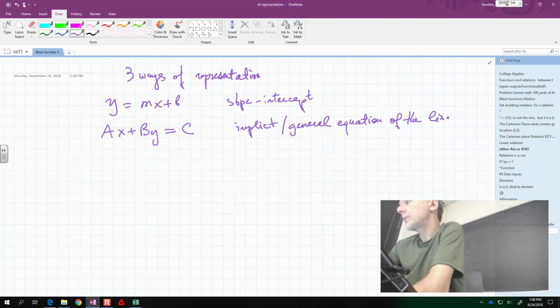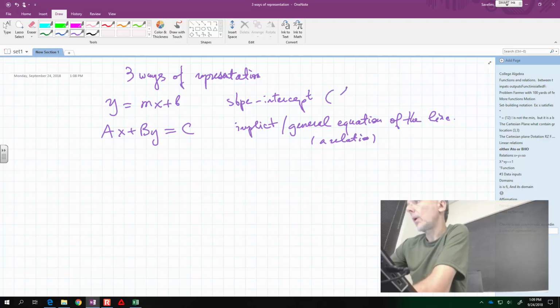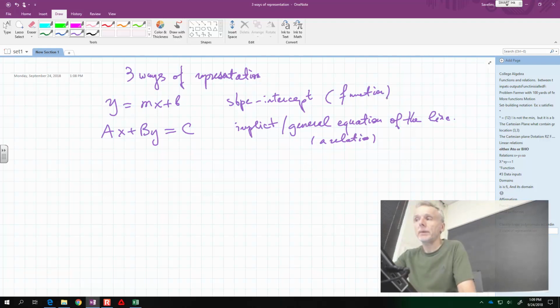Which happens to be a relation. So while this is a function, and as you can see, y is given explicitly in terms of x, that's what makes a formula a function. This one is not. Y is not represented in terms of x, nor vice versa. So that makes it a relation.